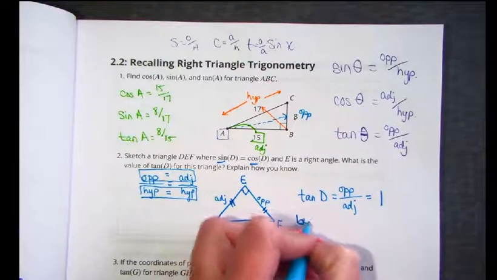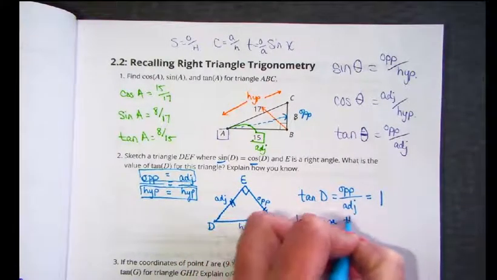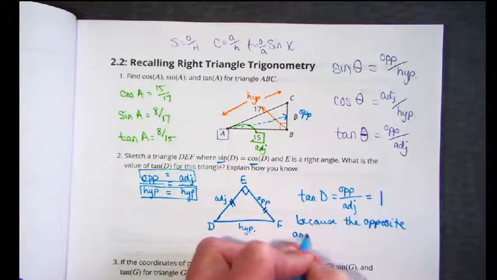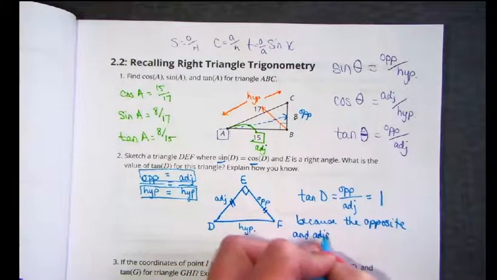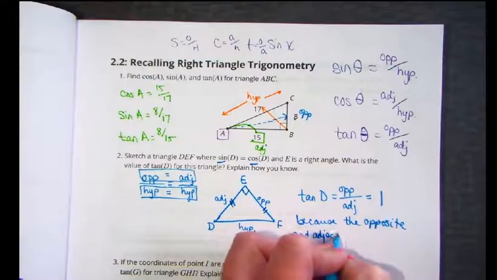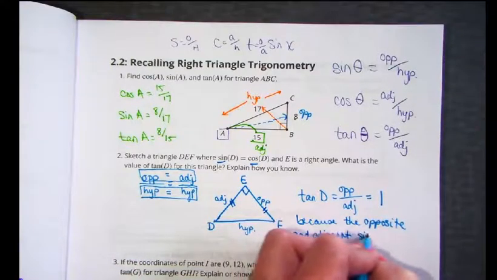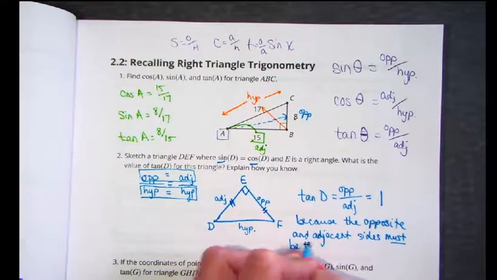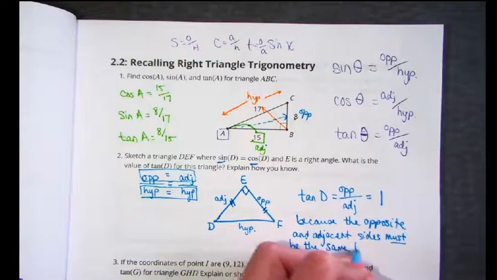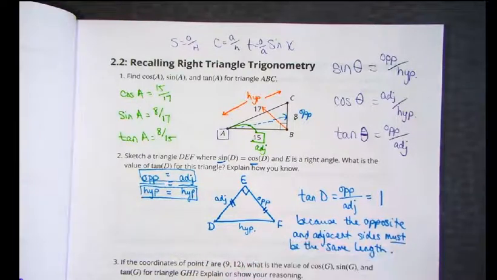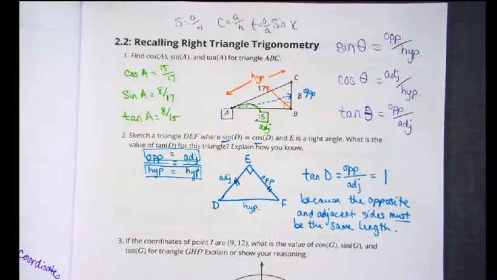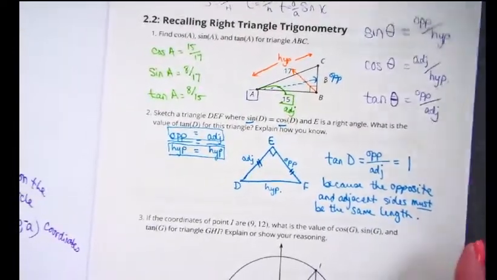And we know that because the opposite and adjacent sides must be the same length. They had to be the same length because the sine had to equal the cosine.